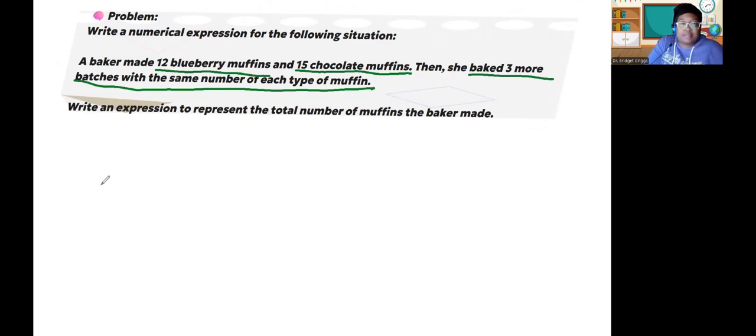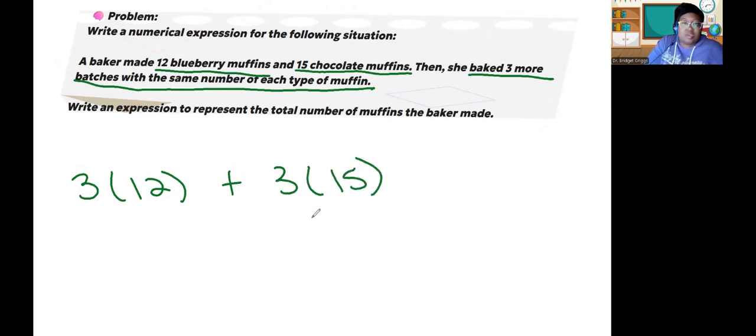So we could say 3 times 12 plus 3 times 15. So that's one way. Or we could combine it like that's in our objective, and we can put 12 plus 15 in parentheses and then multiply that by 3, because the parts that are on the inside for the blueberry muffins and for the chocolate muffins aren't changing. She's using the same number for each type of muffin. The only thing that's changing is that she is making 3 more batches.